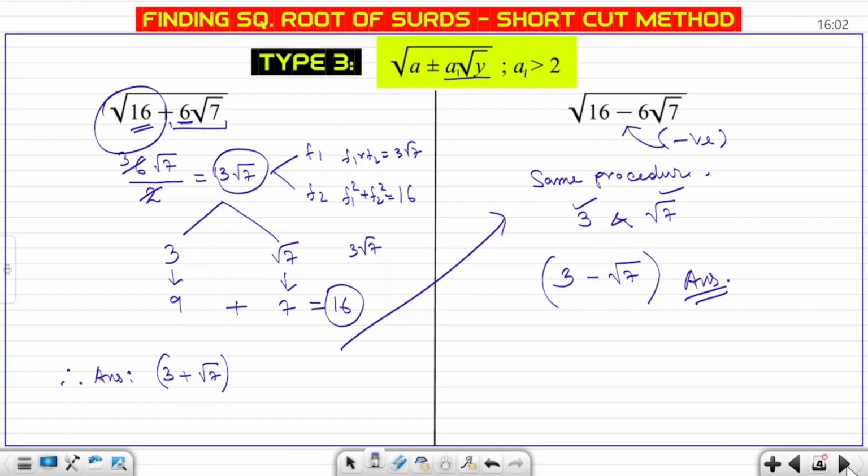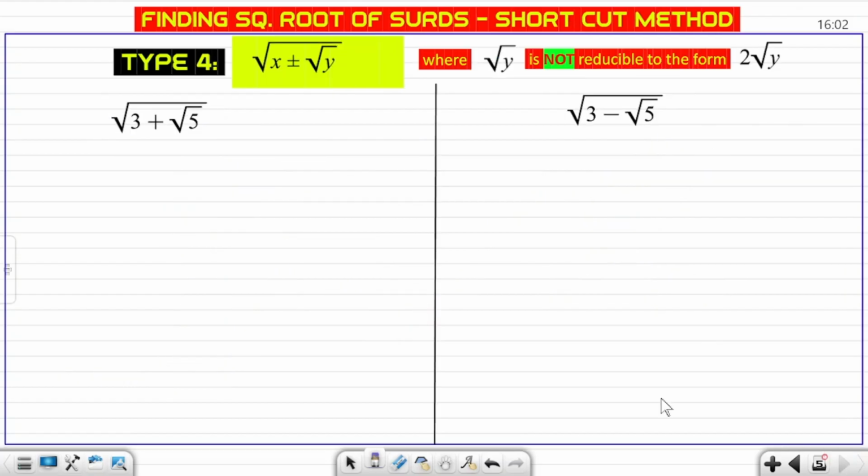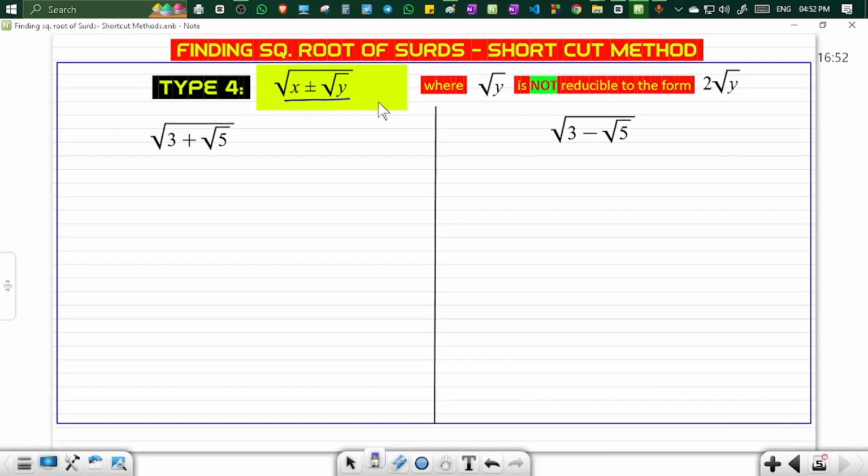Got it? Let's go to type 4. Type 4 is x plus minus root over y, and root over y is not reducible to the format 2 root over y. But we need 2 root y or a1 root y in the second term to find the square root of this surd. Okay. So let us try to reduce this into 2 root y.